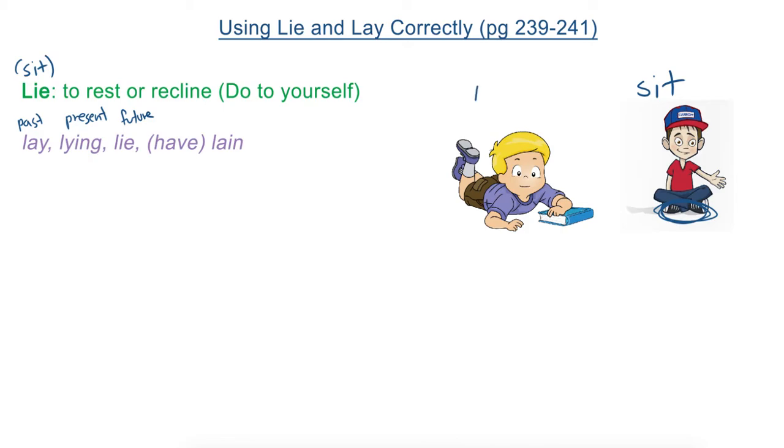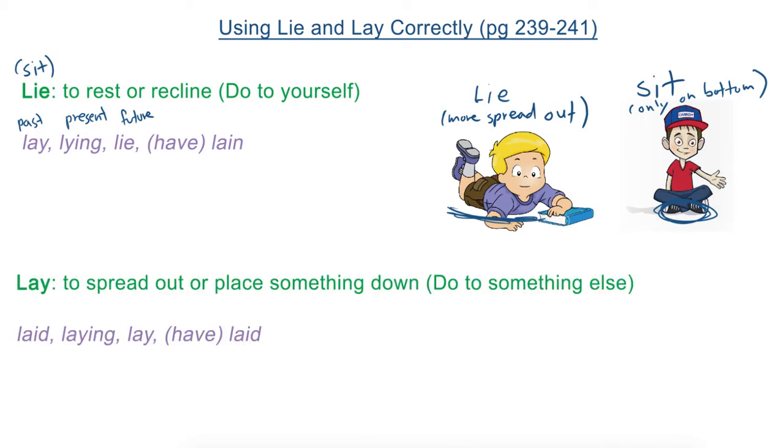But here is an example of lie. When you're lying down, you're not just on your bottom. You're on maybe your whole back or your whole front. You're more spread out. So that's the really important difference between lie and sit. When you're lying down, you're spread out more. When you're sitting, you're only on your bottom. All right, let's look at our next word.